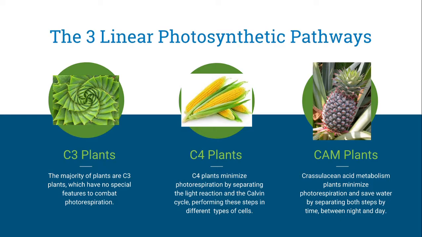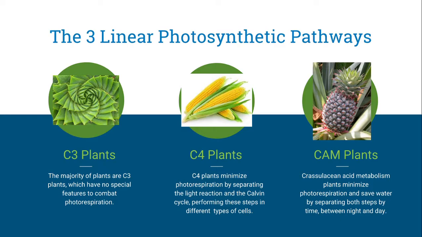We talked about C3 plants, but there are two other linear photosynthetic pathways. C3 plants have no special features to combat photorespiration, but C4 plants help to minimize photorespiration by separating the light reaction and the Calvin cycle, performing these steps in different types of cells. CAM plants, also known as crassulacean acid metabolism plants, minimize photorespiration and save water by separating both steps by time, between night and day.